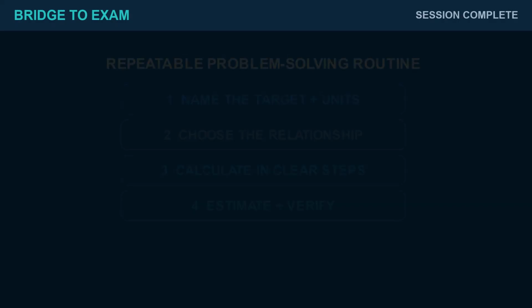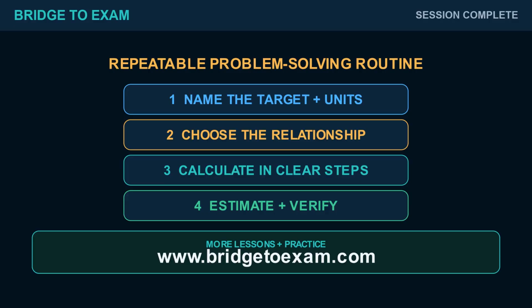Use this routine. Name the target and units. Choose a relationship. Calculate with clear steps. Then estimate and verify. Simplify both sides. Classify the resulting relationship. Isolate the variable or solution set, and test representative values.